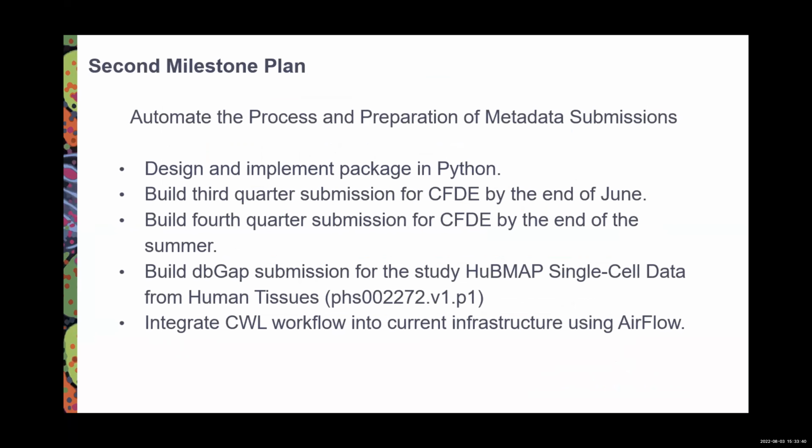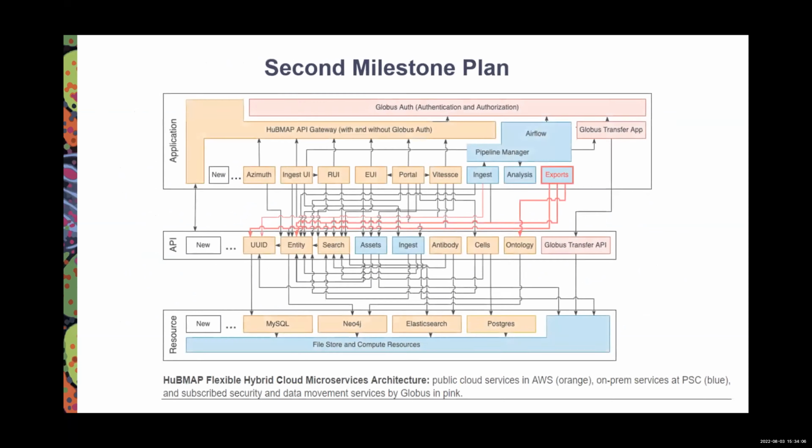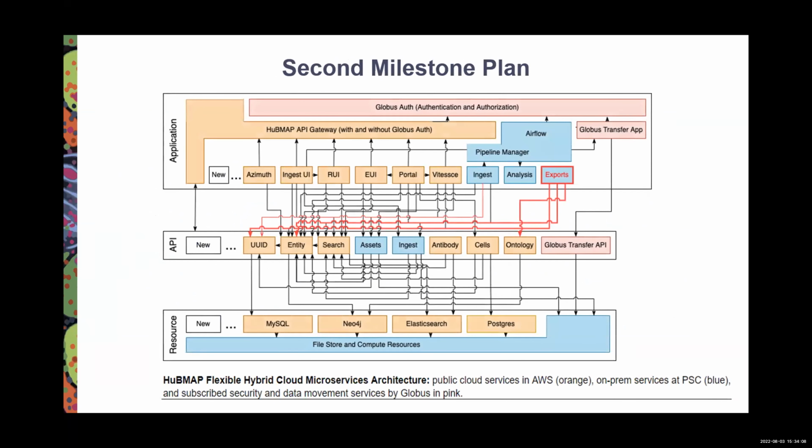The second milestone is to automate the process and preparation of metadata submissions. The plan is similar to the first one, but the difference is the first milestone happens daily, and the second milestone happens quarterly, or four times a year. And we use Airflow for automating and scheduling tasks in the workflow. Here's how it looks.